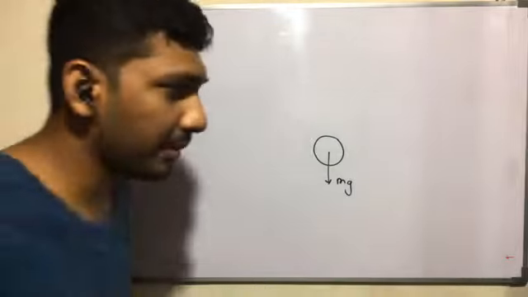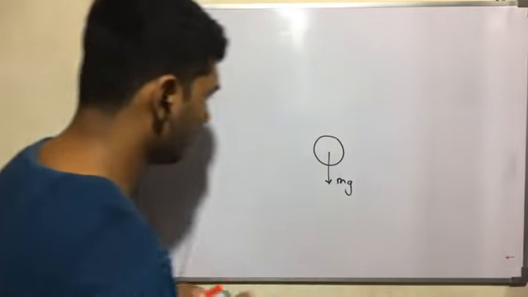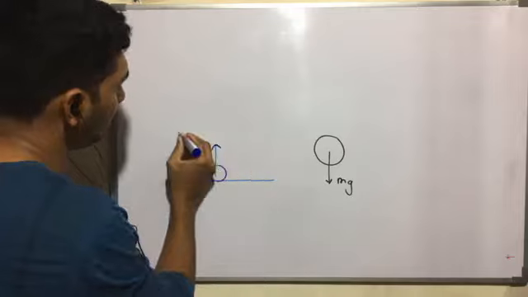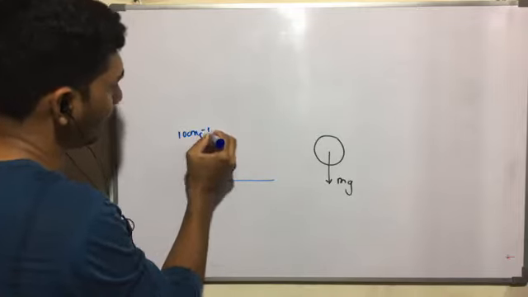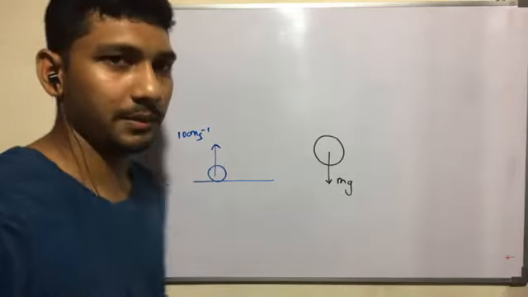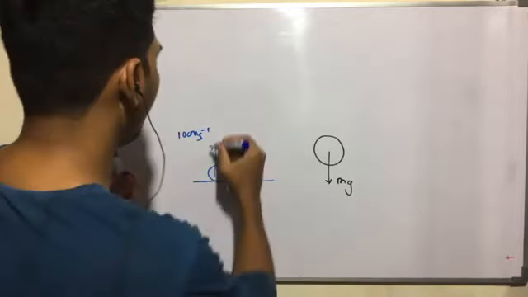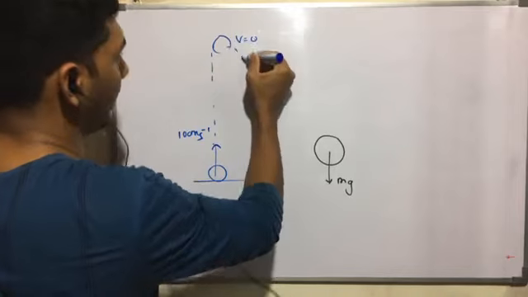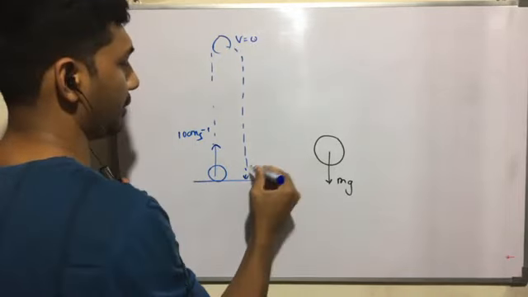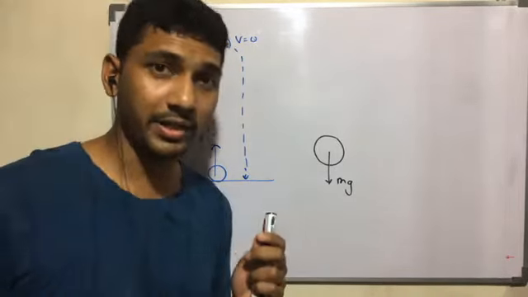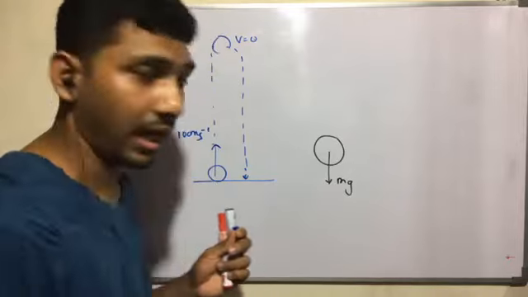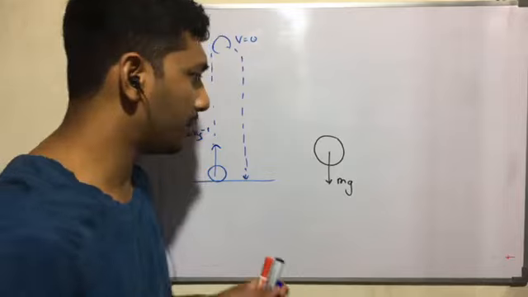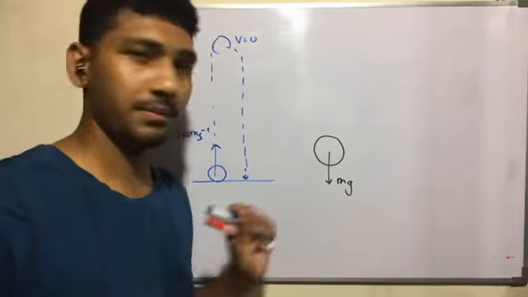So this can be done very easily. Here you are sending it up with 100 m s^-1. You know that it will go up, and at the highest point its velocity will become 0, and then it will come back. Everything happens under the influence of the weight, so the only acceleration or deceleration that the object will have is g.